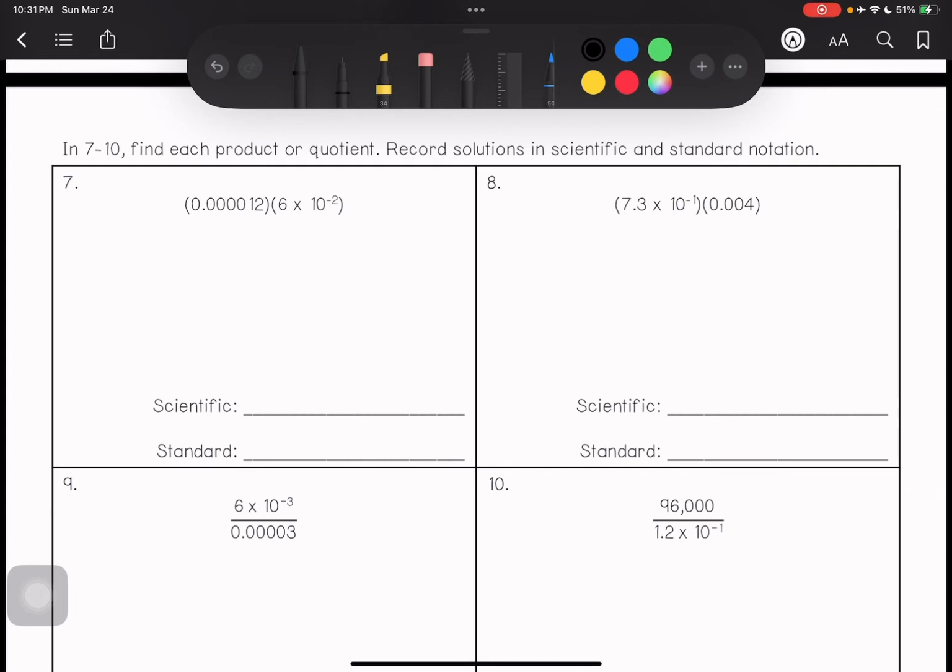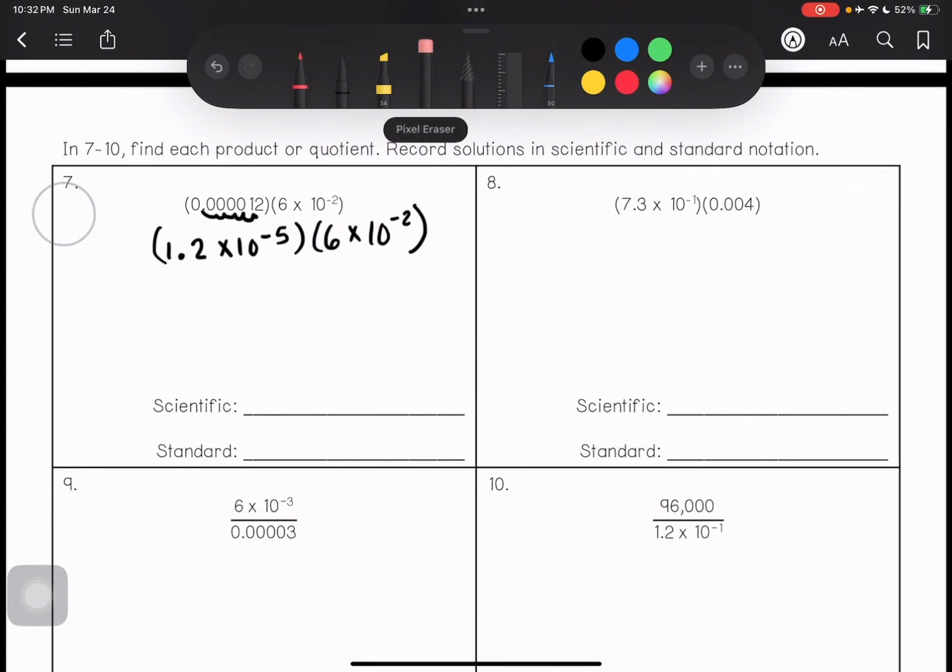Here, I'm going to put this first number in scientific notation because I really don't want to multiply that long number. So we're going to move the decimal 1, 2, 3, 4, 5 times. So 1 and 2 tenths times 10 to the negative 5 because our number was less than 1. And we're going to multiply that times 6 times 10 to the negative 2. Now this is written in a smaller form, so I'm going to multiply 1 and 2 tenths times 6. 6 times 2 is 12, carry a 1. 6 times 1 is 6, plus 1 is 7.